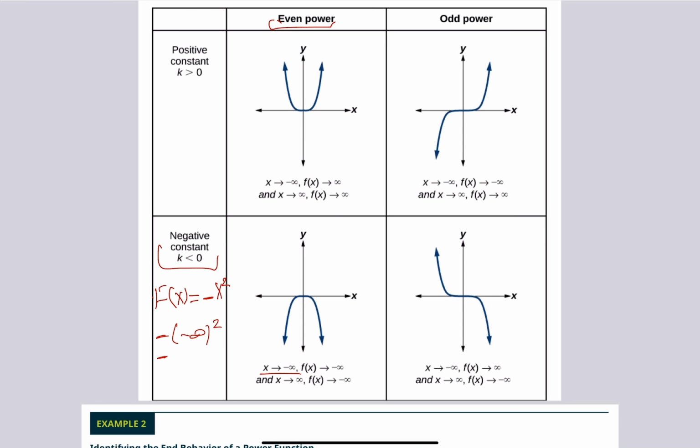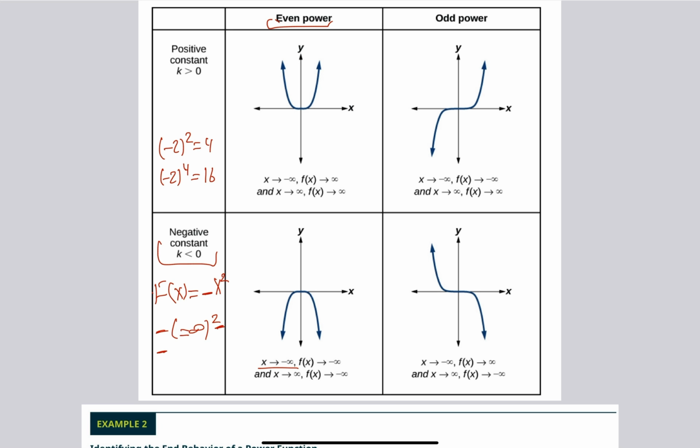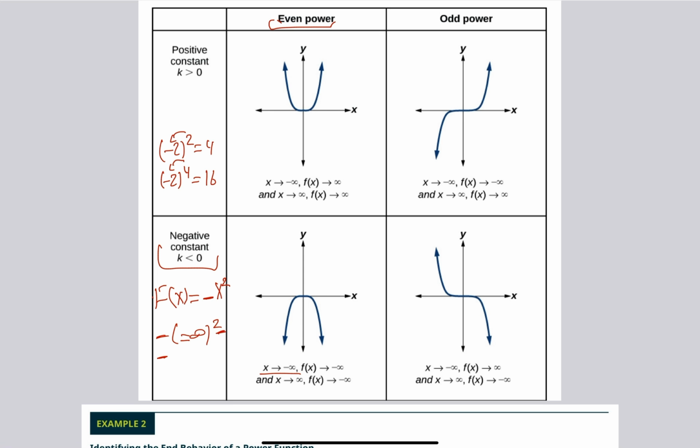Now, what happens if I have an even power with a negative sign? So let's say I have negative 2 squared. This is 4, right? Negative 2 to the power of 4. This is 16. Whenever you have an even power, the negative sign cancels out. So 2 will cancel out the negative sign, and infinity times infinity is just infinity. So now I have this negative, and x squared, which is negative infinity squared, is just infinity. So negative times infinity is just negative infinity, which is in fact the answer.